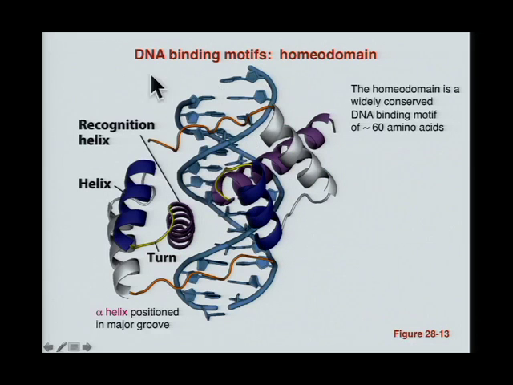Another motif that binds DNA is called a homeodomain, and this is very similar to the others we've seen. Again, we have a helix inserted in the major groove where those amino acids can make hydrogen bonding interactions with the bases. Okay, so it's a homeodomain.